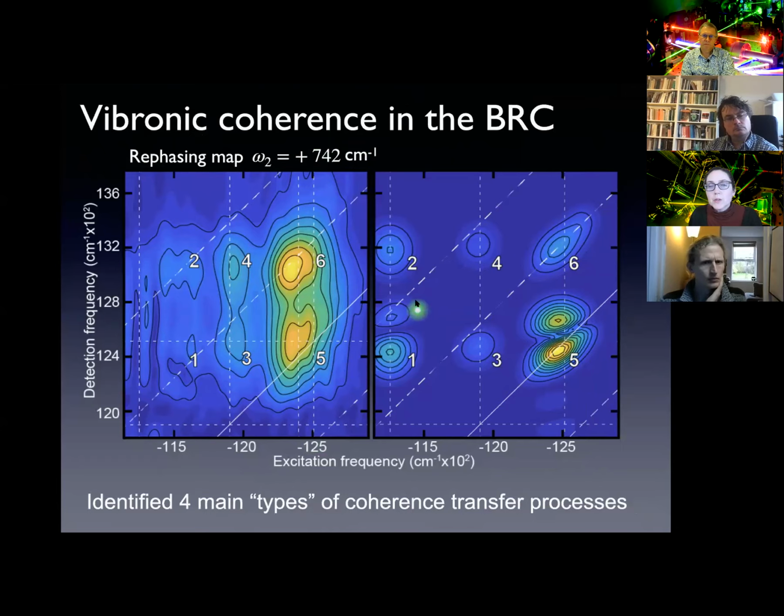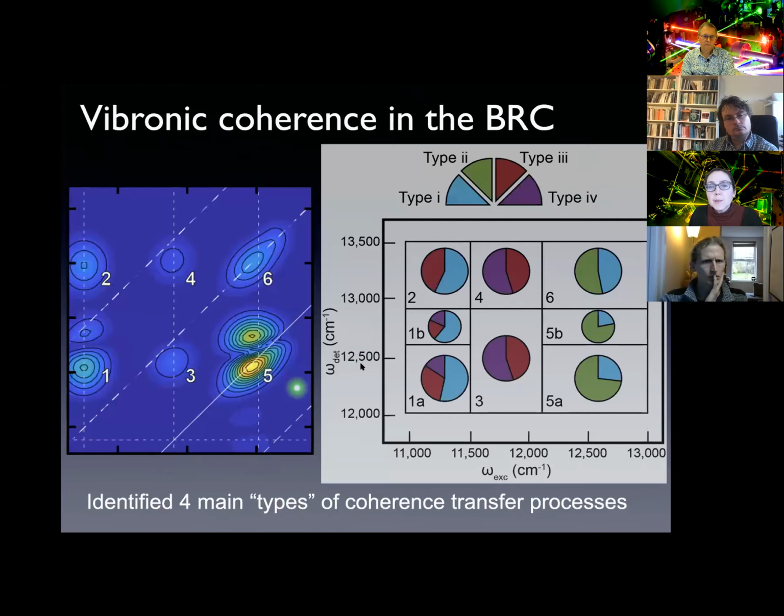And in doing so, we also could go along and look at the different pathways that contribute to each of these different signals. And so in doing that, we classified the types of coherence and coherence transfer processes into 4 main types, okay? And so here I'm showing a plot. If we take our map and divide it into these 6 regions, well, 8 really, then we can go in and look at all of the different pathways and see what types of coherence give rise to the different features in these coherence maps. Okay, so I'm going to walk you through what these different types are.